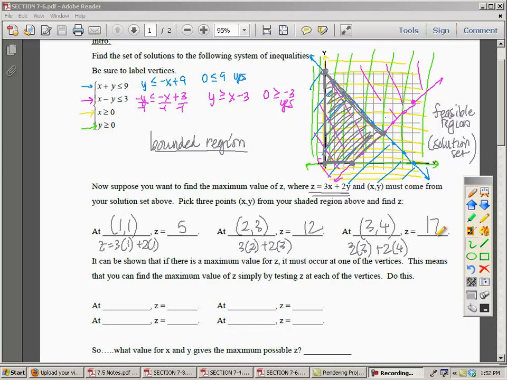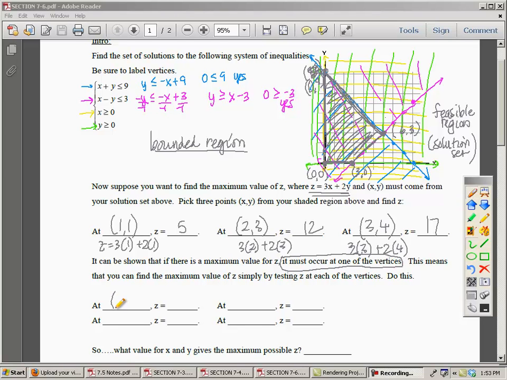In order to find a maximum, here's what's important. It has to occur at a vertex, and a vertex are those nice points. One vertex that we have is the point (0, 0). One vertex is (3, 0). Another vertex is (6, 3). And the final vertex is (0, 9). These are the vertices of our bounded region, and we're going to test these vertices using our program z equals 3x plus 2y.